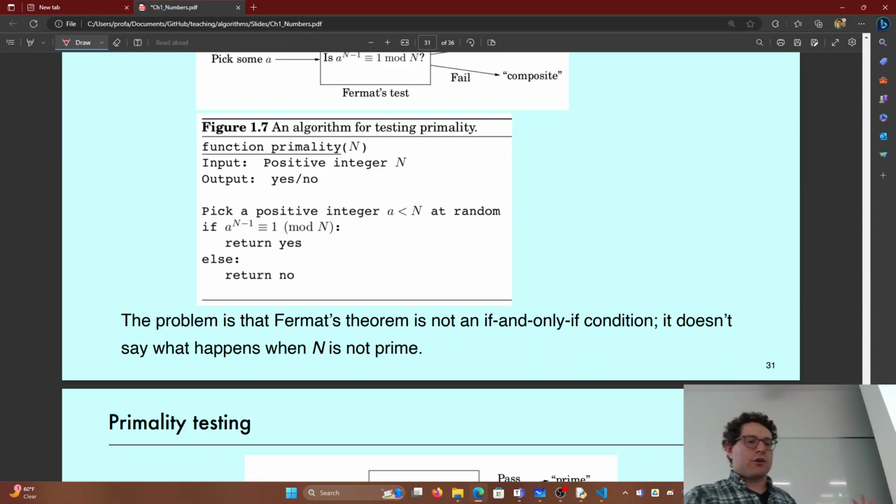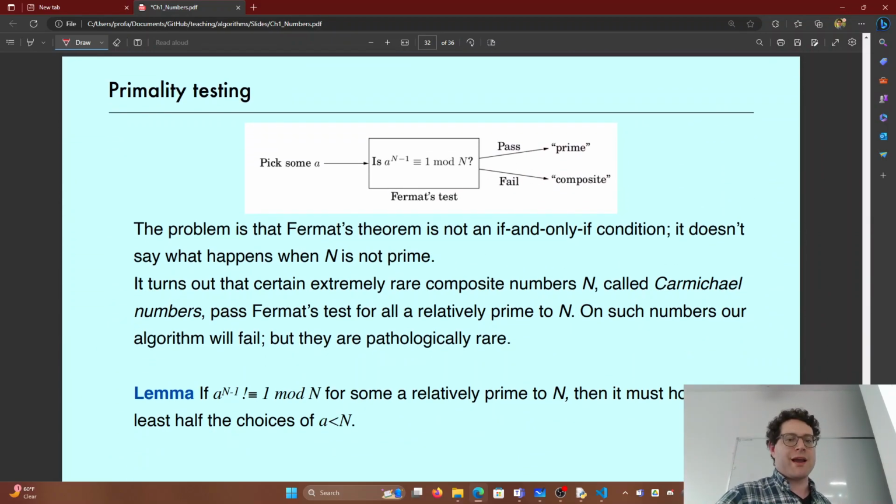The issue, of course, is that, like I said, we're kind of working under a false pretense here. There's specifically a set of numbers called Carmichael numbers that pass this test.